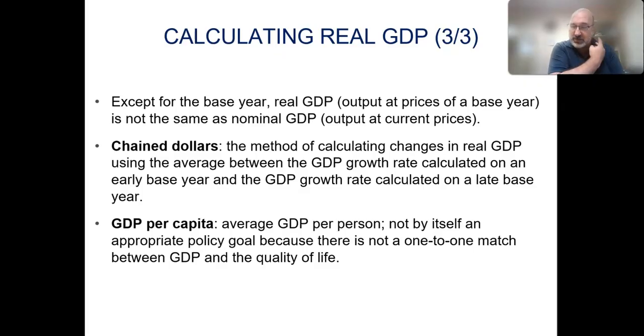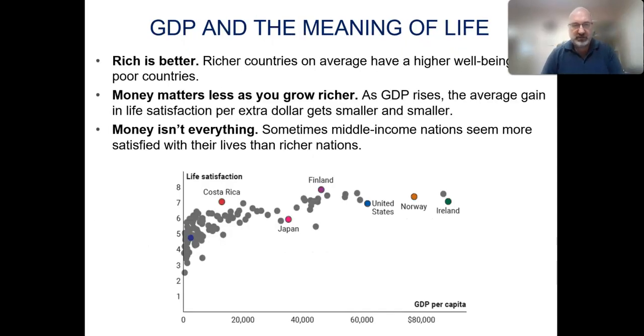GDP per capita is average GDP per person. It's not a policy goal. It's not a one-to-one match between GDP and quality of life. It's useful for some things, just not so much for looking at policy stuff. We use it. Economists don't use it a ton. Sociologists use it a lot, but it's a measured goal. So that is a thing.